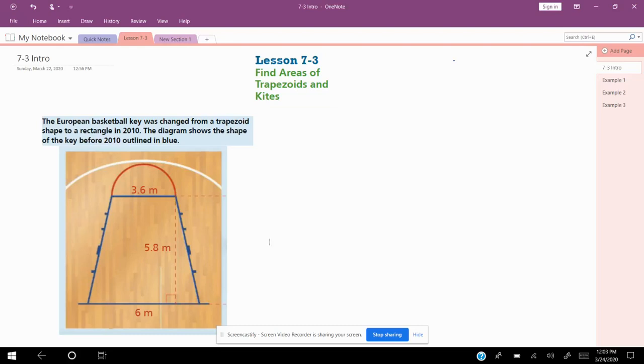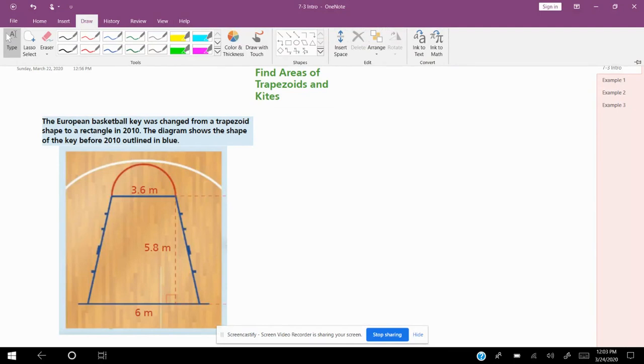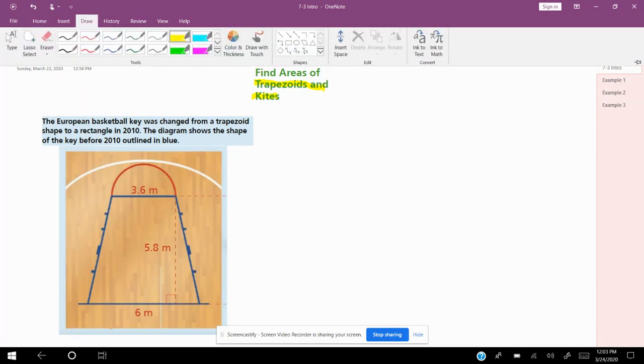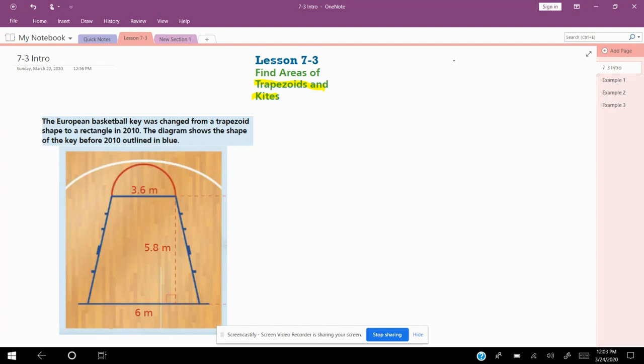Hi everyone. This is lesson 7-3, finding the areas of trapezoids and kites. We'll talk about what those are in a second. If you want to follow along in your book, it's on page 399, and then pages 400 and 401 as well.